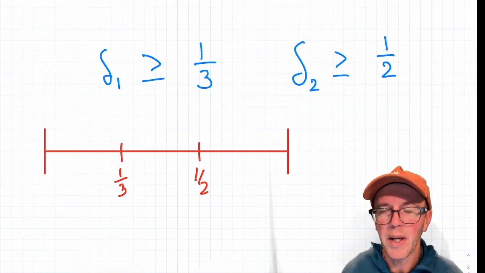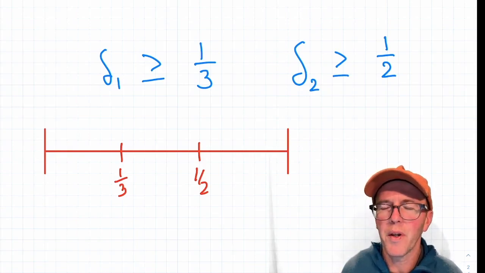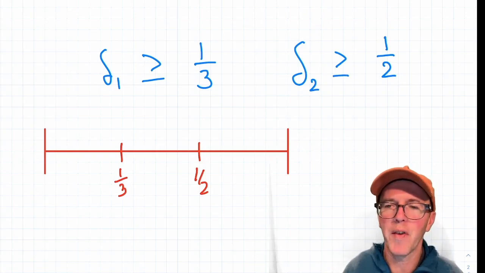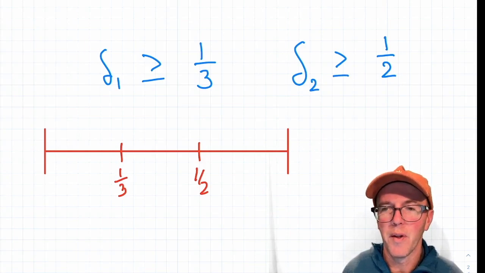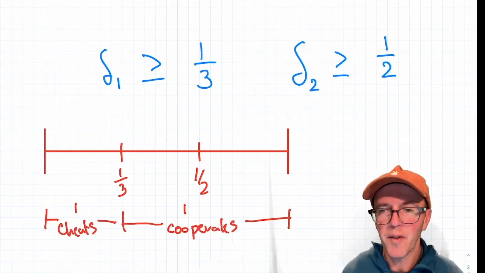I've just written down the values of 2 different deltas, and I'm trying to figure out when it is that both players will cooperate. All right, so delta 1 is greater than or equal to 1/3. So just repeat in words what you found. You found that player 1 will cooperate so long as delta is greater than or equal to 1/3. So let's write that down. And it's the same for player 2. We found that player 2 will cooperate so long as delta is greater than or equal to 1/2.